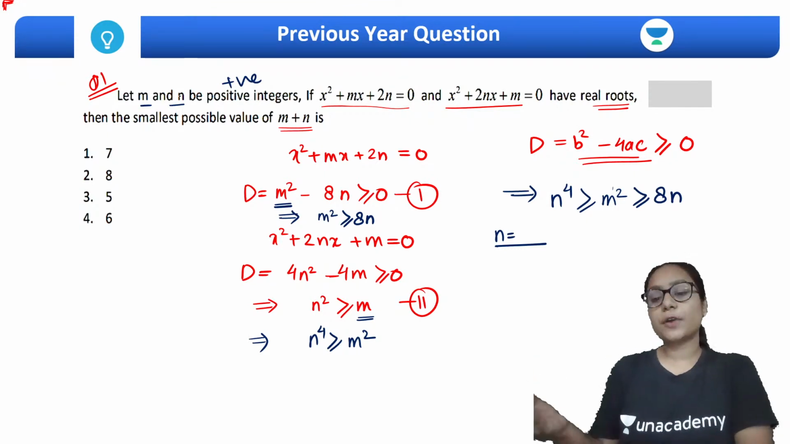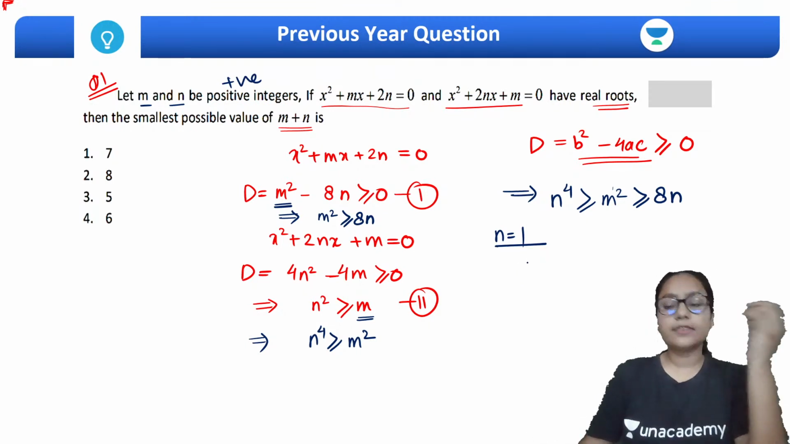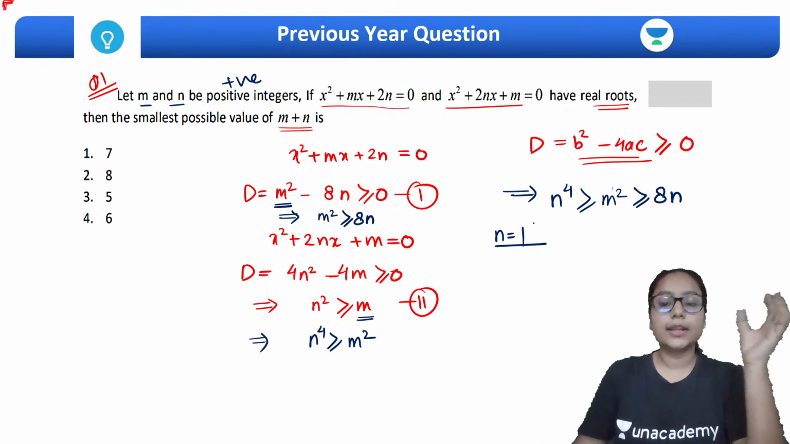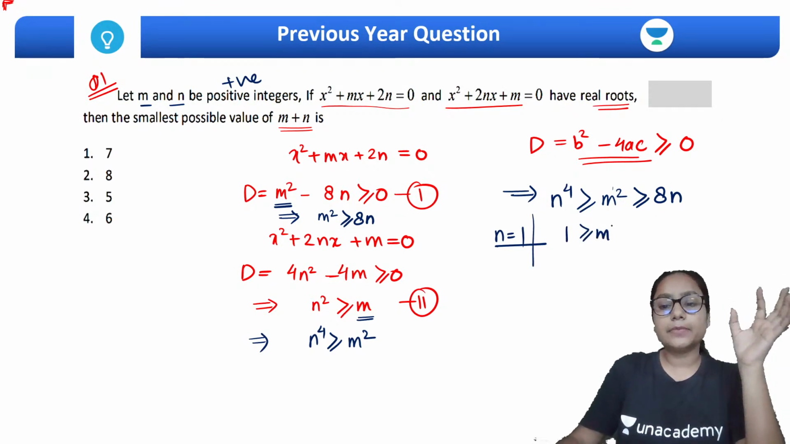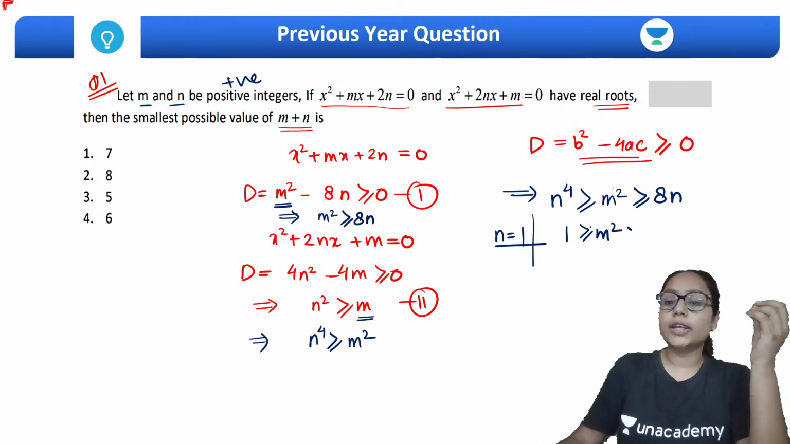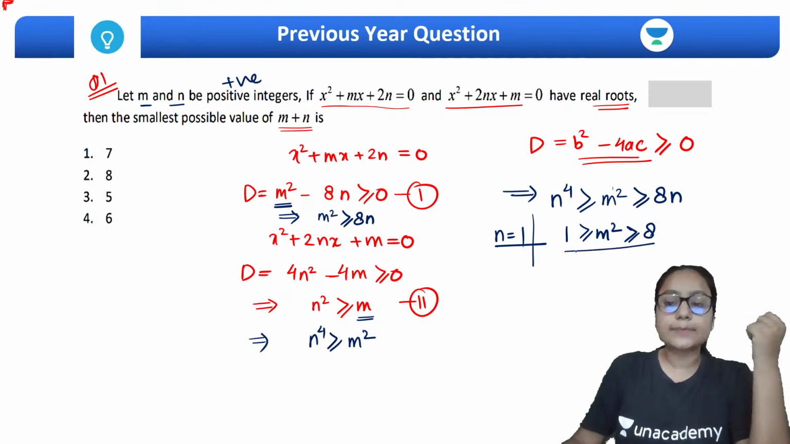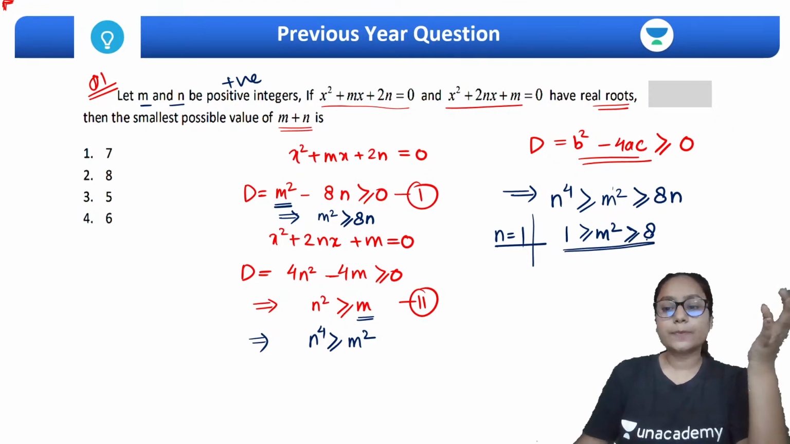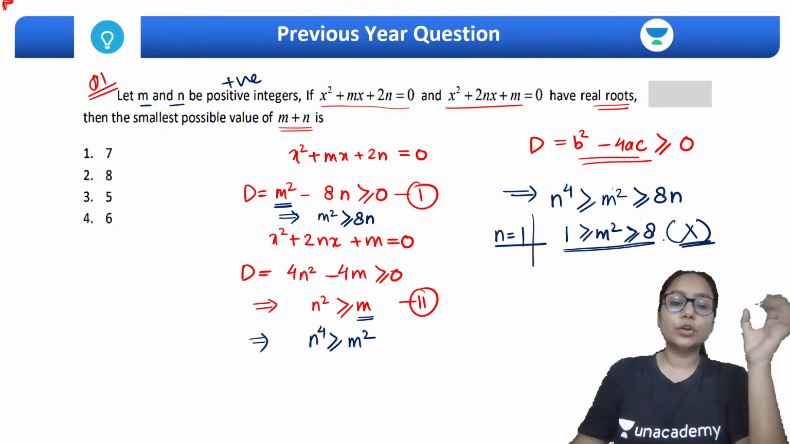See, n is the smallest positive integer, so it can be 1. The smallest positive integer is 1. Let's see what happens when I take n equal to 1. If n is equal to 1, I get 1 is greater than or equal to m square, which is greater than or equal to 8. So is this possible? Not possible, right? So I have to take some other value of n.